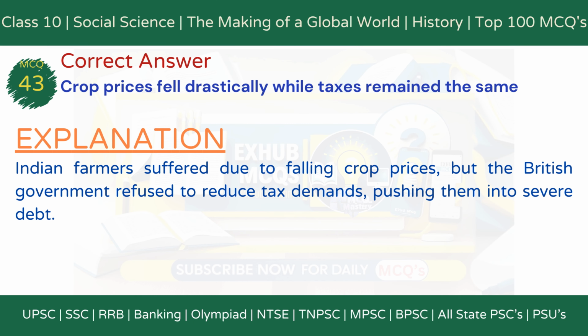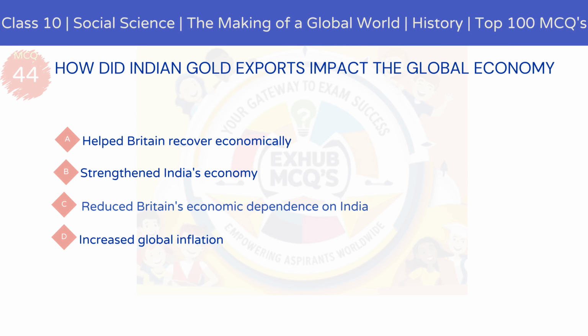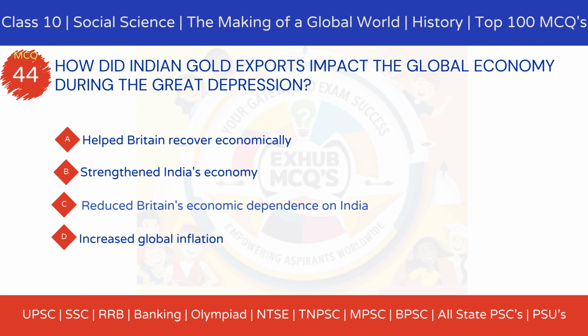The correct answer is option B: crop prices fell drastically while taxes remained the same. Explanation: Indian farmers suffered due to falling crop prices, but the British government refused to reduce tax demands, pushing them into severe debt. MCQ 44. How did Indian gold exports impact the global economy during the Great Depression?